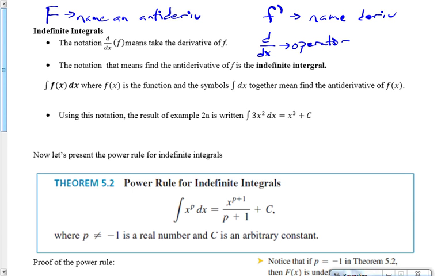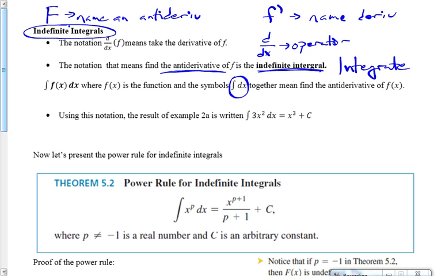We need an operator for integration. I need to introduce integration. Integration is the process of finding the antiderivative. To find the antiderivative, you're finding the indefinite integral. The command is to integrate.